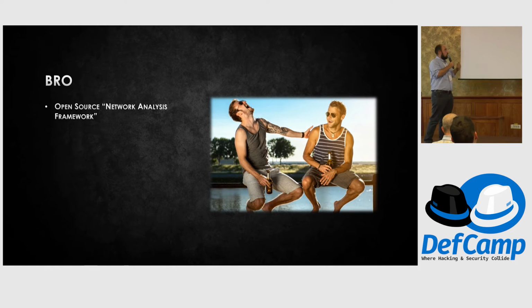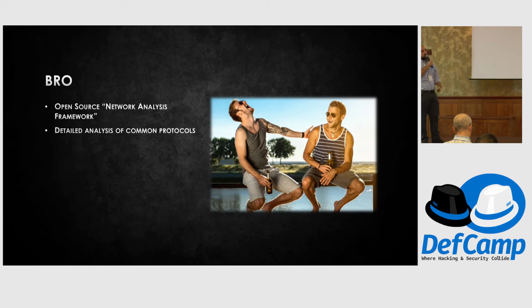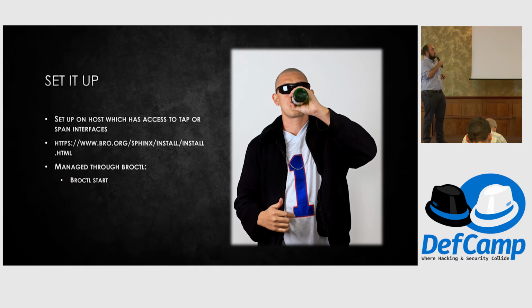Again, Bro is also open source, and it's a network analysis framework. Bro is also detailed in analyzing the protocols, and it's highly customizable like all the others. The reason why you use it in conjunction with Suricata is because it provides this kind of history and connection state, which, as Bryson is going to show further, allows us to see if we have data exfiltration for the IOCs that we are analyzing.